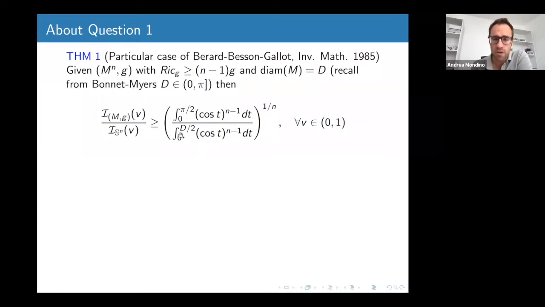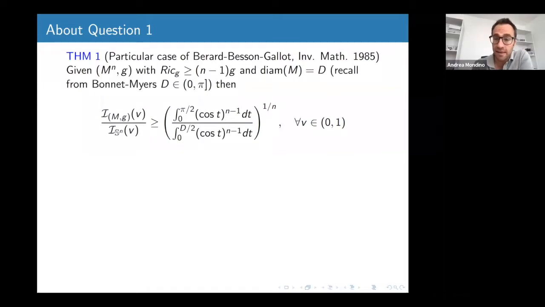You can bound this ratio by the integral from 0 to pi over 2 of cosine to the power n minus 1, over the integral of the same quantity up to d. Since d is between 0 and pi, the cosine is always strictly bigger than 0 over this range, and so the numerator is always larger than the denominator. So the left-hand side is always larger than one. Moreover, the only way the manifold can have the same isoperimetric profile function as the sphere for some volume V is that this ratio is equal to one, meaning that the diameter must be equal to pi. By the maximal diameter theorem of Cheng, this tells you the manifold must be a round sphere.